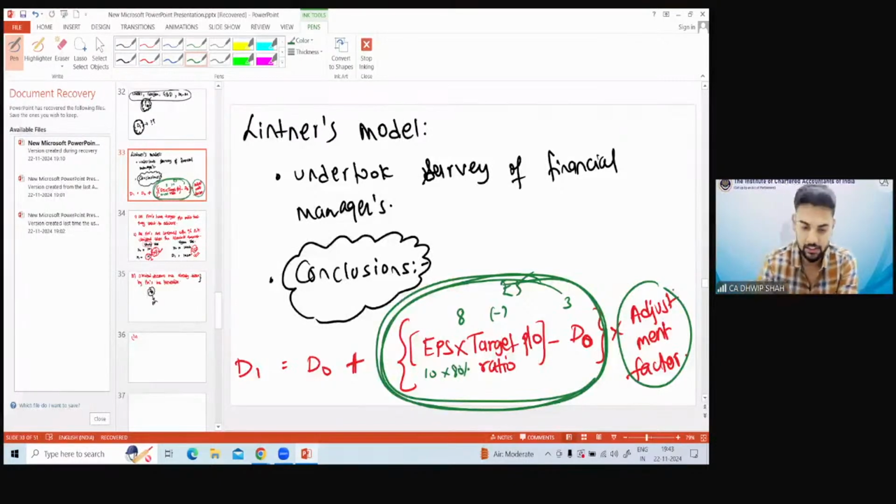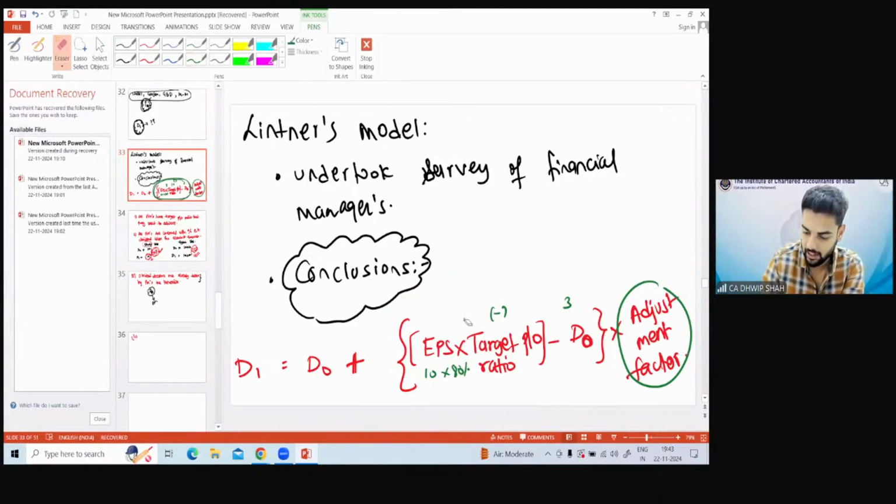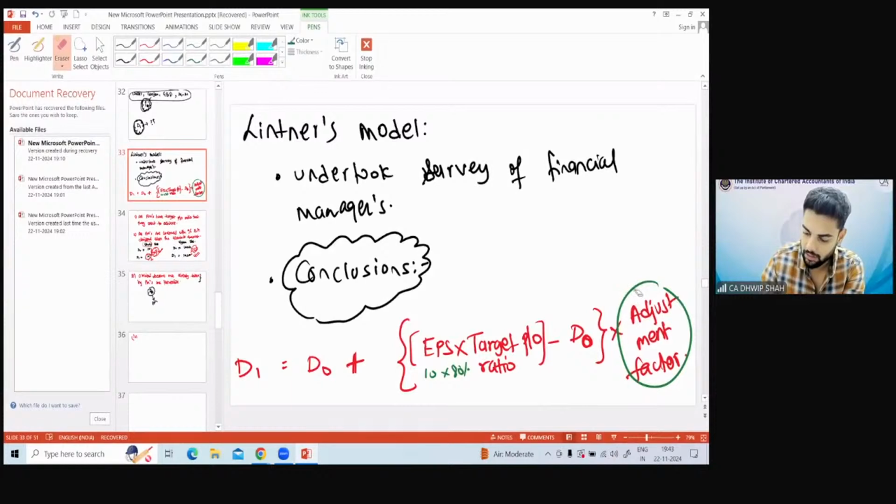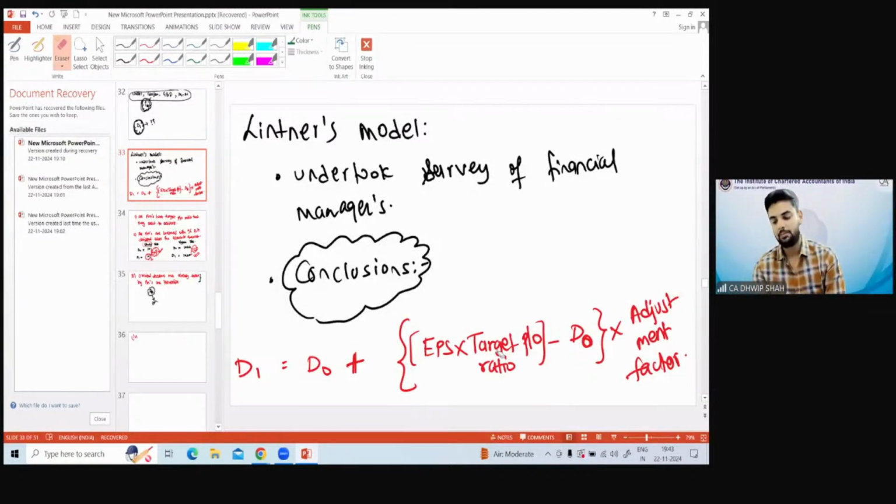Are you getting this? So this is the formula given by Lintner. It is nothing but D0 plus EPS into target payout ratio multiply, minus D0 and the whole multiply by adjustment factor. Okay? This is the formula that Lintner has given.